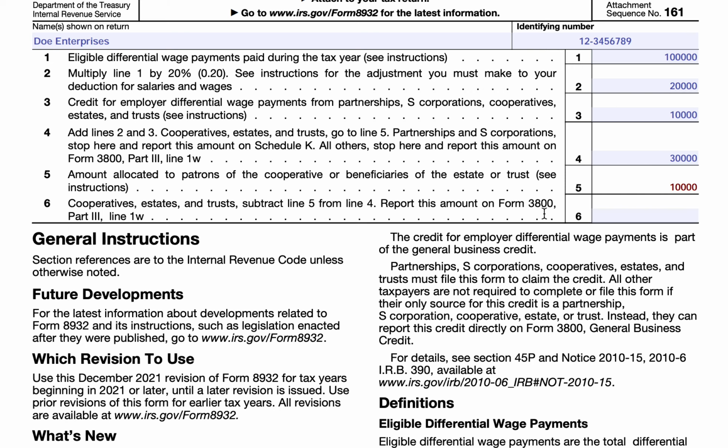So for line 5, we entered $10,000. We're going to subtract that amount, and we're going to put that on IRS Form 3800, Part 3, Line 1W, same as if you were stopping at line 4. So that's all we have for this tax form.